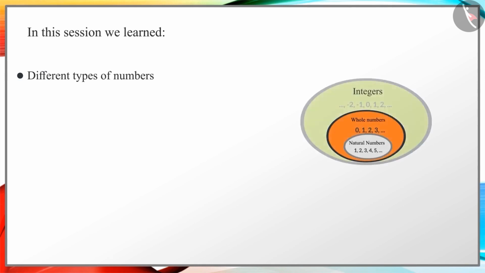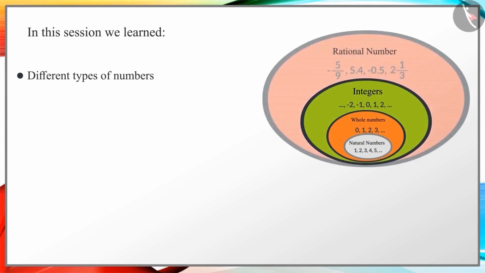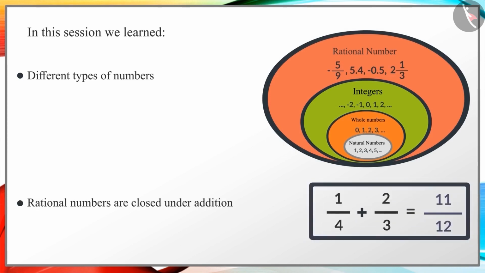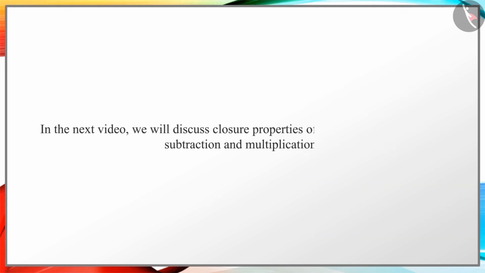Children, in this session, we learned about different types of numbers such as natural numbers, whole numbers, integers, and rational numbers. We also verified the closure property under addition of rational numbers. In the next video, we will discuss closure properties of rational numbers under subtraction and multiplication. That's all in this session. See you in the next session. Thank you.